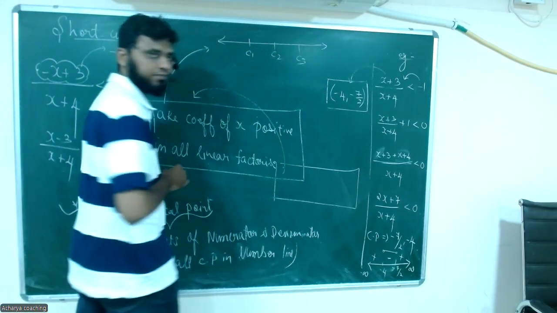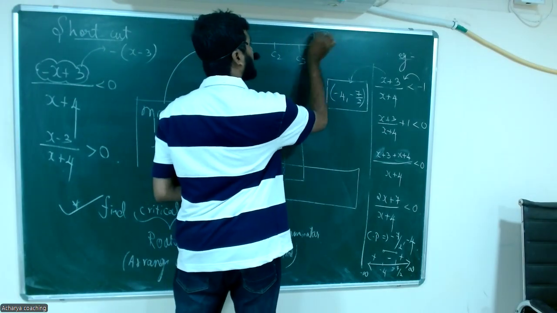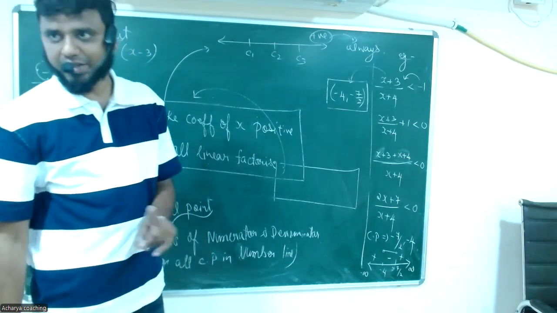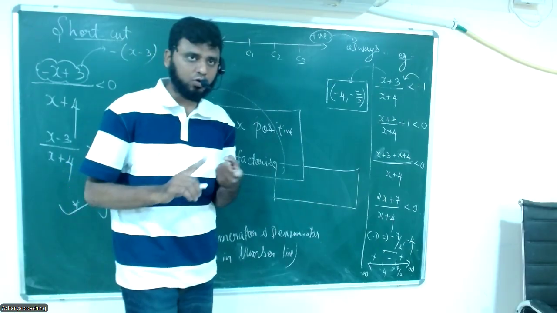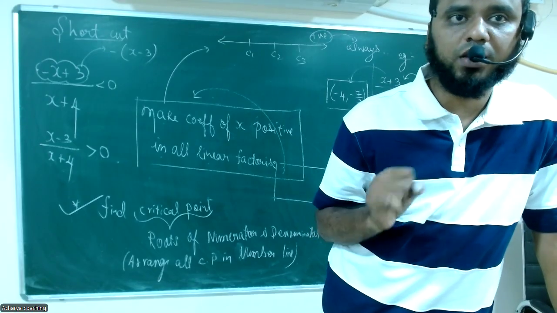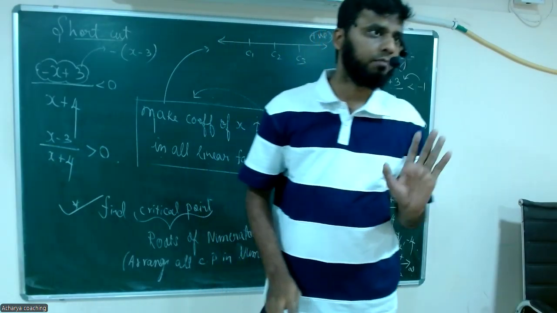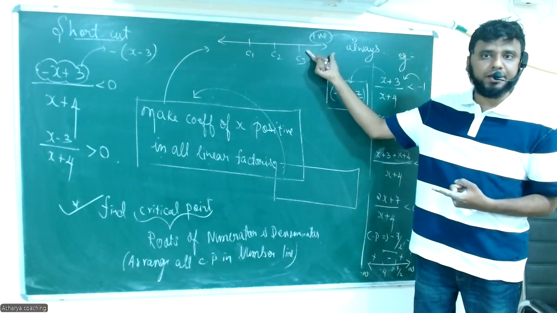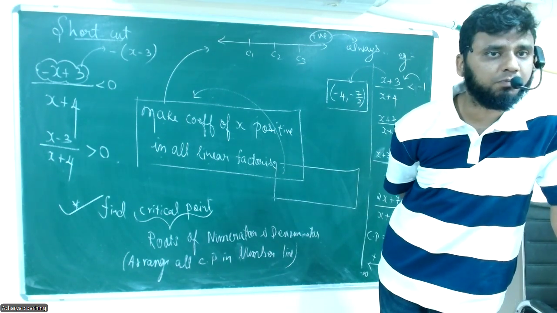C2, C3. Rightmost interval is there, right? This one is always positive. I'll repeat again. Once you have written the product of linear factors, make the coefficient of x positive in all linear factors. It is not necessary to be 1. It can be 2x also, but it should be positive. Clear? If it is positive, the rightmost interval is always positive. Clear?